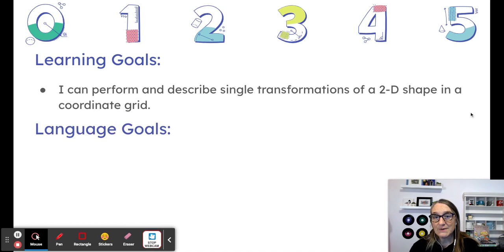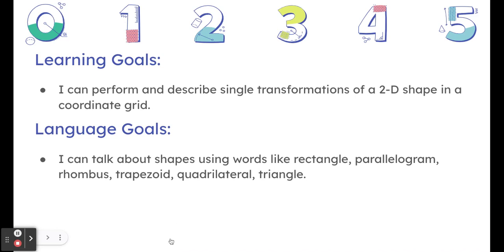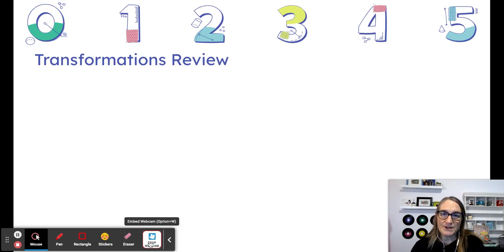Lots of vocabulary this week for our language goals, so I'm going to pop the camera away and the toolbars so we can see them all. I can talk about shapes using words like rectangle, parallelogram, rhombus, trapezoid, quadrilateral, and triangle. I can talk about movement using words like coordinate grid, transformation, translation, rotation, point of rotation, reflection, and line of reflection.